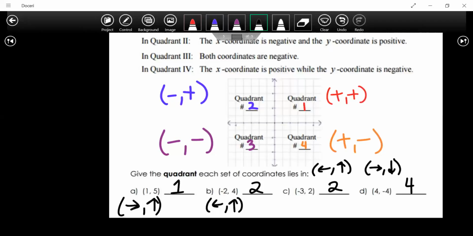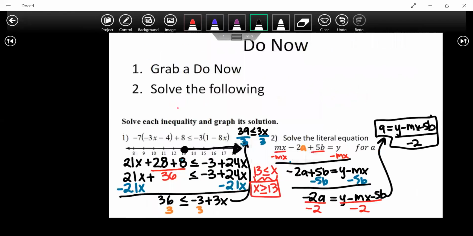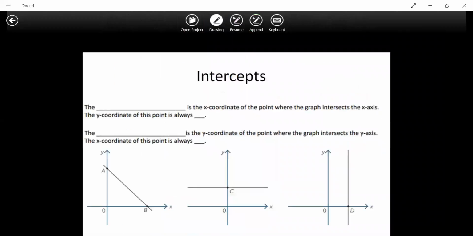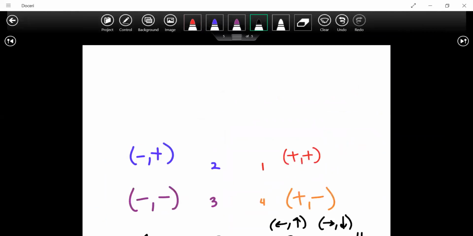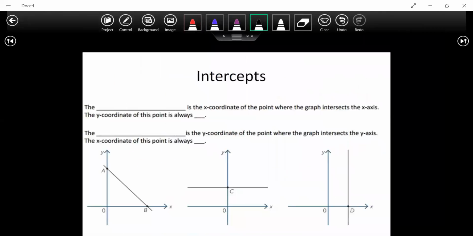Okay, let's keep it going. You guys are doing phenomenal. Okay, copy down those two. We also want to talk about our intercepts.